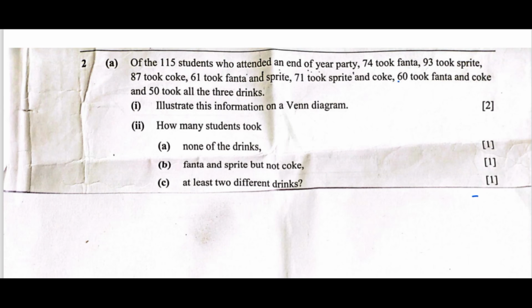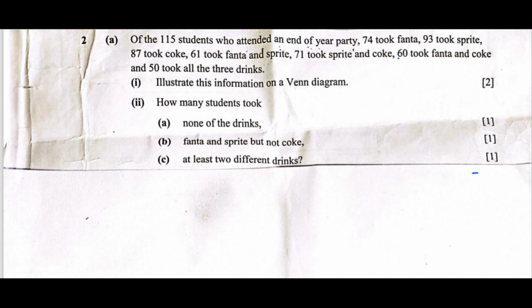Then we can move on to this question. Question 2A, of the 115 students who attended an end of year party, 72 took Fanta, 93 took Sprite, 87 took Coke, 61 took Fanta and Sprite, 71 took Sprite and Coke, 60 took Fanta and Coke, and 50 took all the three drinks. So we are dealing with the question for sets here. Okay, so question Roman number 1. Illustrate this information on a Venn diagram.